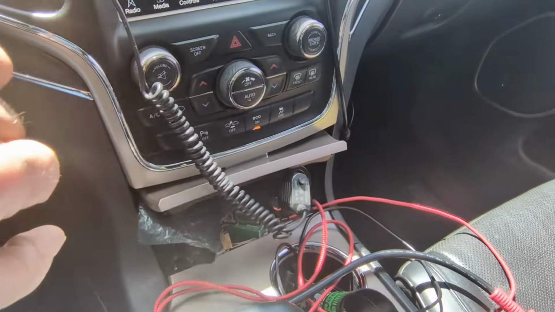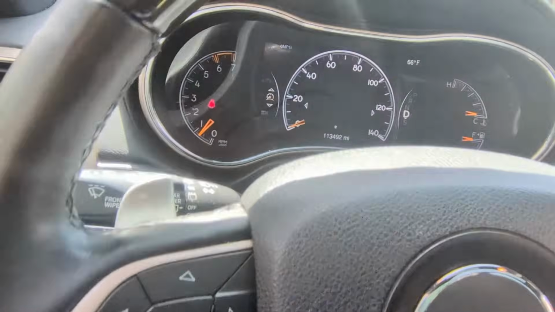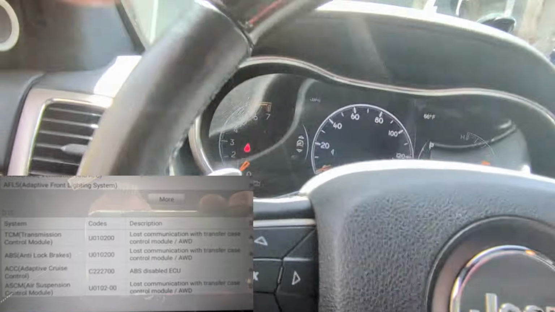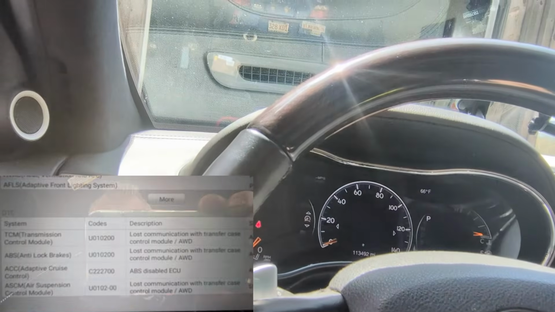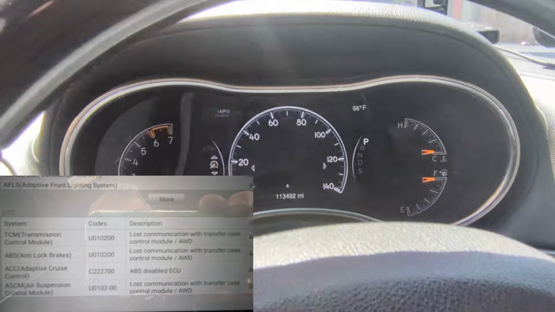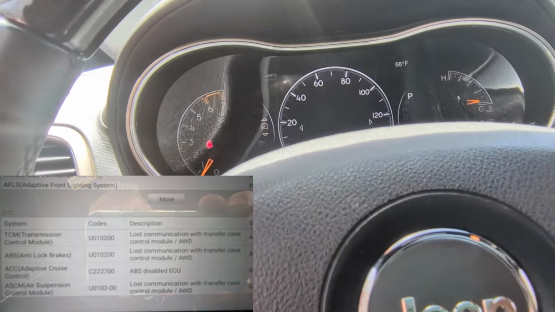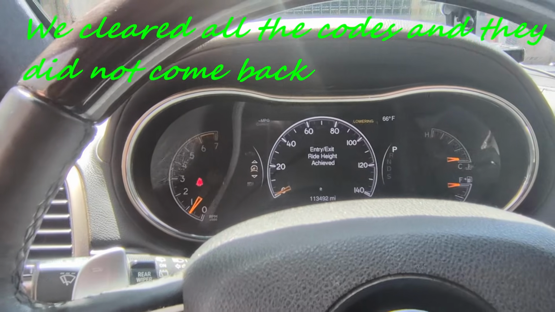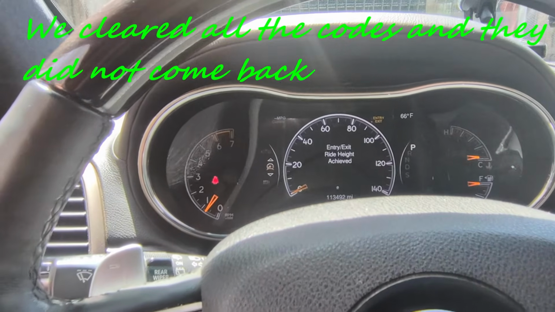The transfer case is now working. So that was an easy fix, and all the other codes are gone. We used to have codes for the air suspension and the adaptive cruise control, which also communicate with the transfer case control module, that were unhappy because the communication wasn't happening.